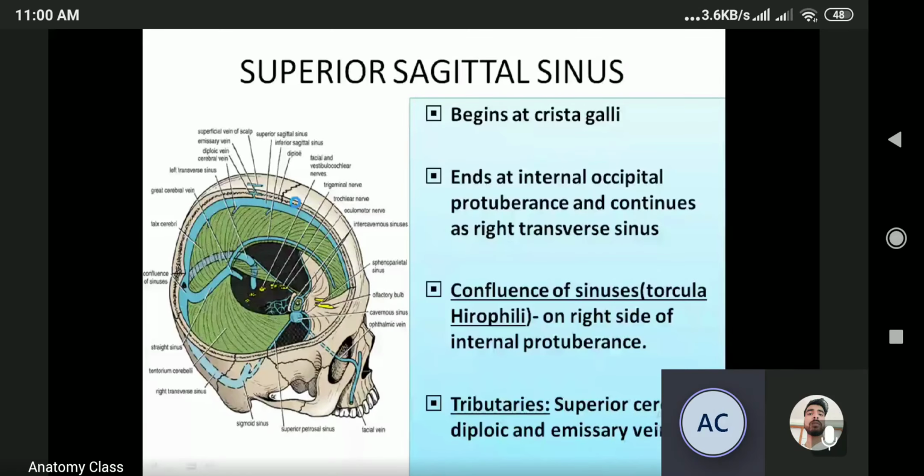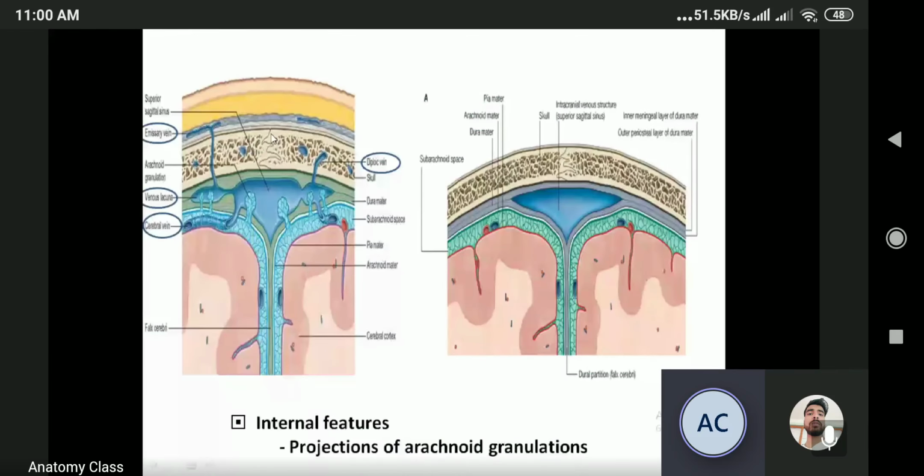Next is the diploic vein. You can see here once again, this is the coronal section through the scalp and skull, and here this is the superior sagittal sinus, which is almost triangular in shape. Okay, and this superior sagittal sinus is receiving tributaries: the emissary vein, the superior cerebral vein, which is present within the subarachnoid space, and the diploic vein. The diploic vein drains the spongy bone of the skull, the cancellous part of the skull known as diploe, so it is named the diploic vein.